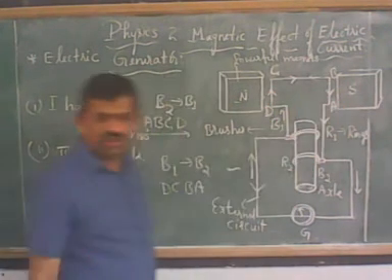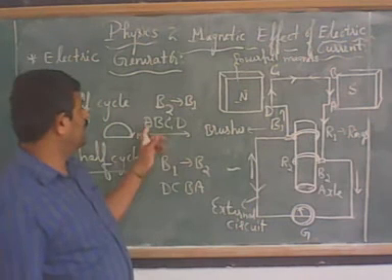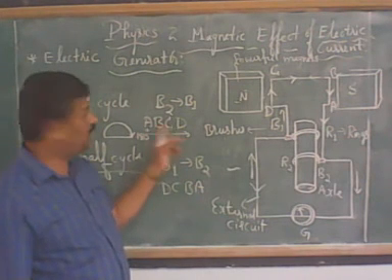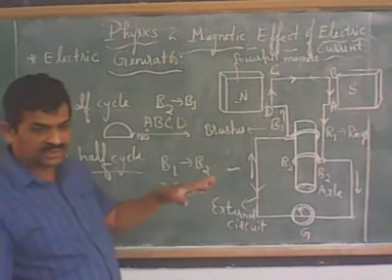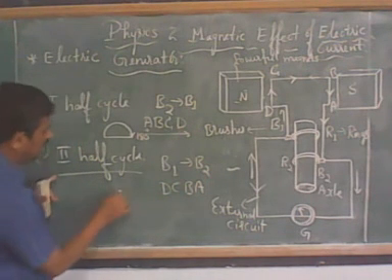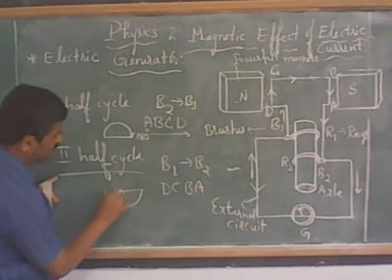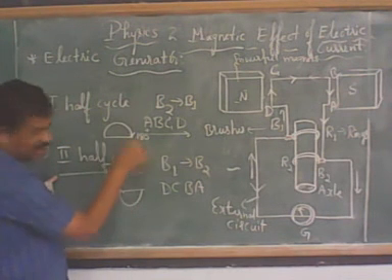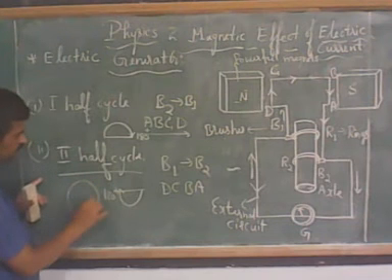DCBA. Direction of flow of current reversal. Earlier, in the first half cycle, the direction of flow of generated current in the coil was ABCD. Now the second half cycle means once again 180 degrees. The first half cycle here, the second half cycle here, total complete one cycle.